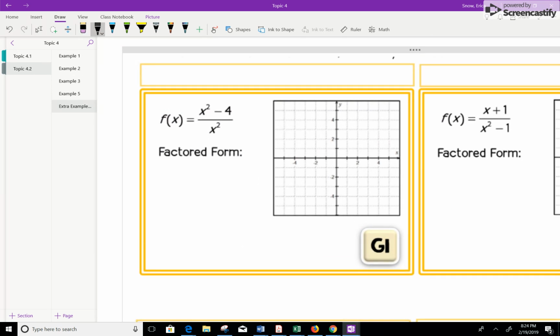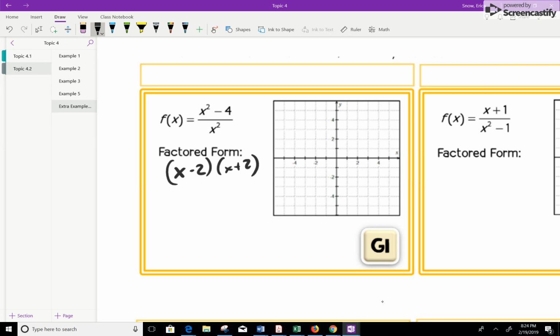I didn't want to leave you guys cold, so we're going to do some examples. First and foremost, we're going to factor this. In factored form, we have x minus 2, x plus 2 over x squared. Our vertical asymptote is where x squared equals 0, so that's where x equals 0. So we fall right here. Oh my goodness, I love when it does what it wants to do. So we have that vertical asymptote at x equals 0.